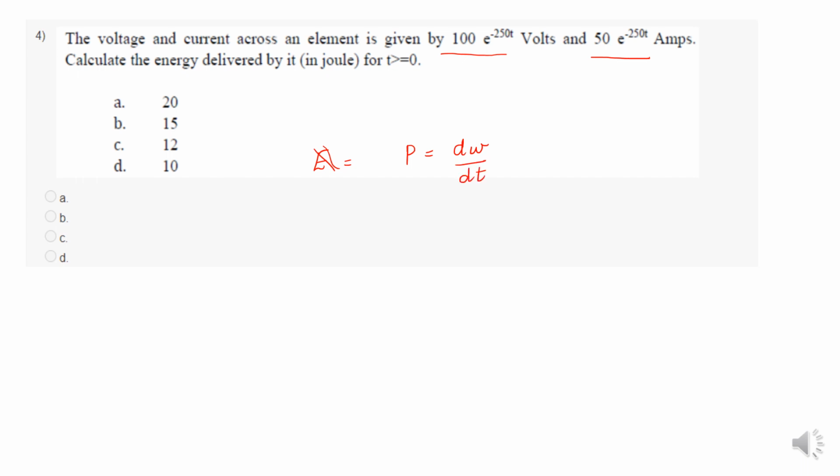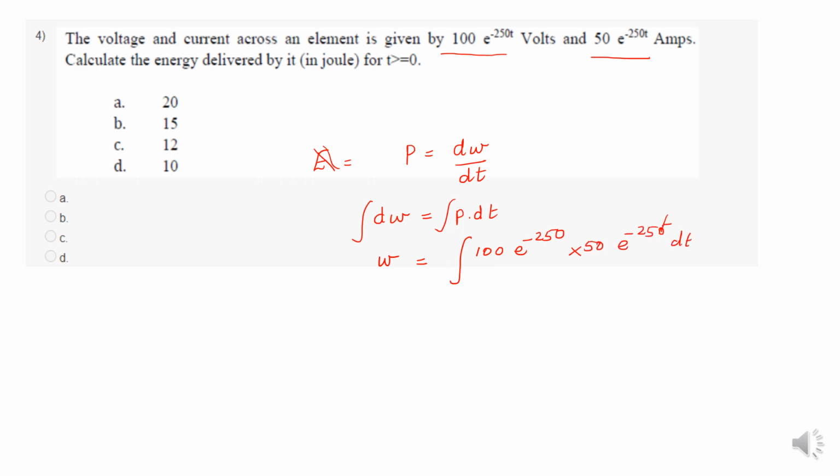Power is equal to dW by dt. That is the power. So energy is dW, that is P into dt. Take integration on both sides of the equation. So W equals the integral of P dt. What is P? The multiplication of current and voltage. So 50 e^(-250t) into 100 e^(-250t) dt.